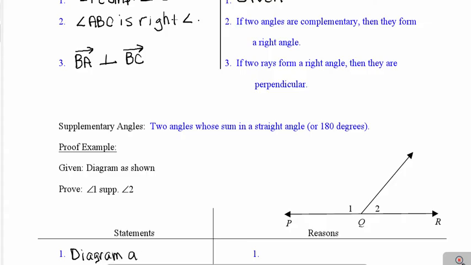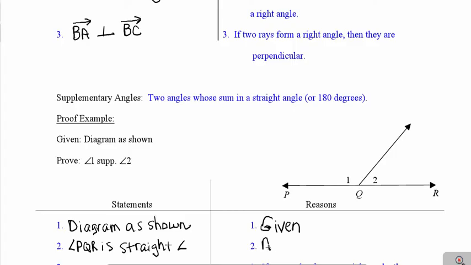What does this mean? Typically when we're given a diagram as shown, our next statement is going to say a straight angle. In this case, angle PQR is a straight angle. The reason for this is assumed from the diagram. Now notice that angle 1 and angle 2 make up angle PQR.